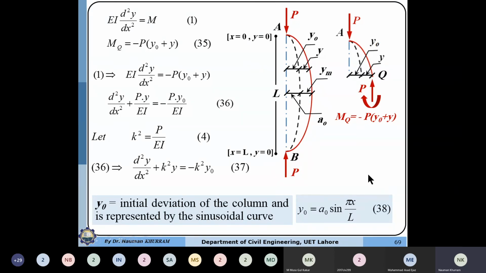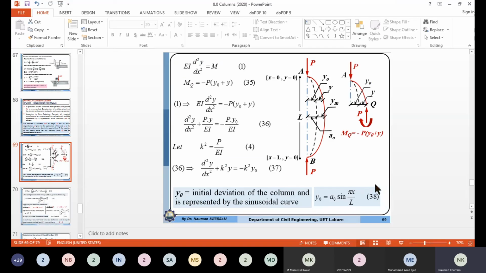So I will stop here. Next time I will start from this slide. I will quickly derive this formula and explain the Perry-Robertson formula. At the end, if there is no further question, I would like to conclude the lecture. So yes, Mahdi Khalid Saleh, do you want to ask a question?